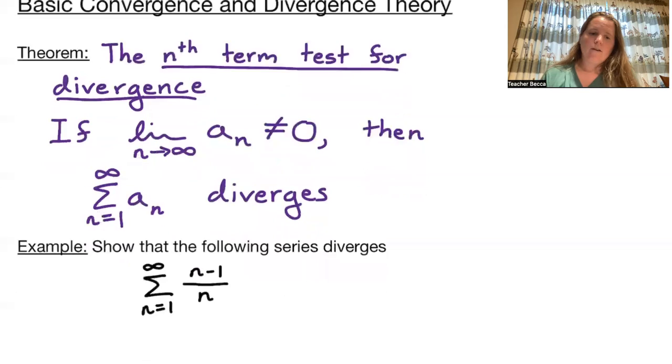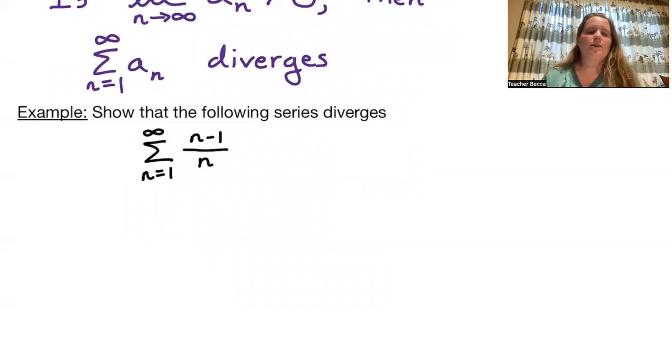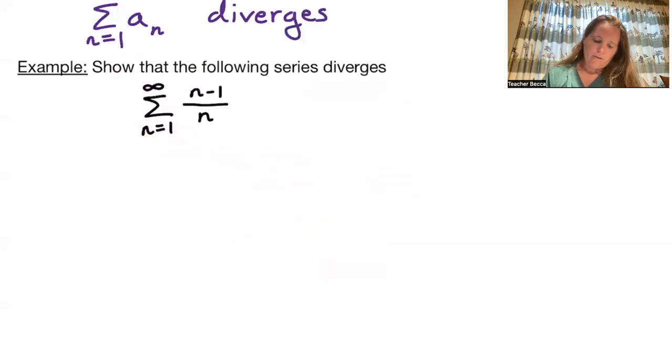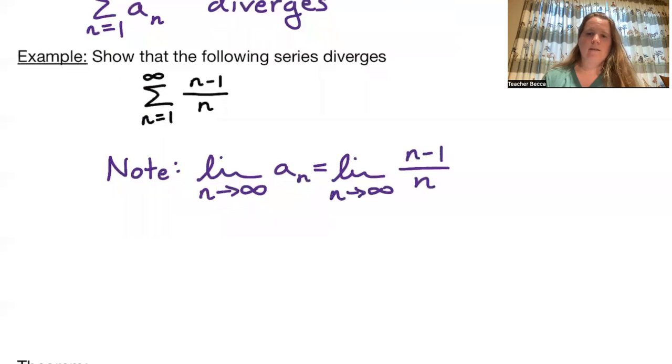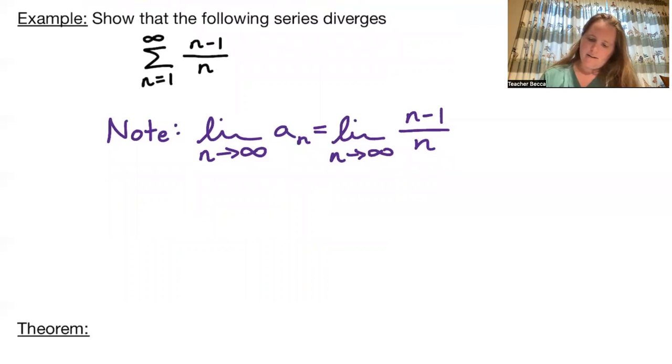So for example, let's show that the sum from n equals 1 to infinity of (n minus 1) over n diverges. So note the limit as n goes to infinity of a sub n is simply the limit as n goes to infinity of (n minus 1) over n. And of course, that is just equal to 1, which is non-zero. So by the nth term test, we have the series diverges.